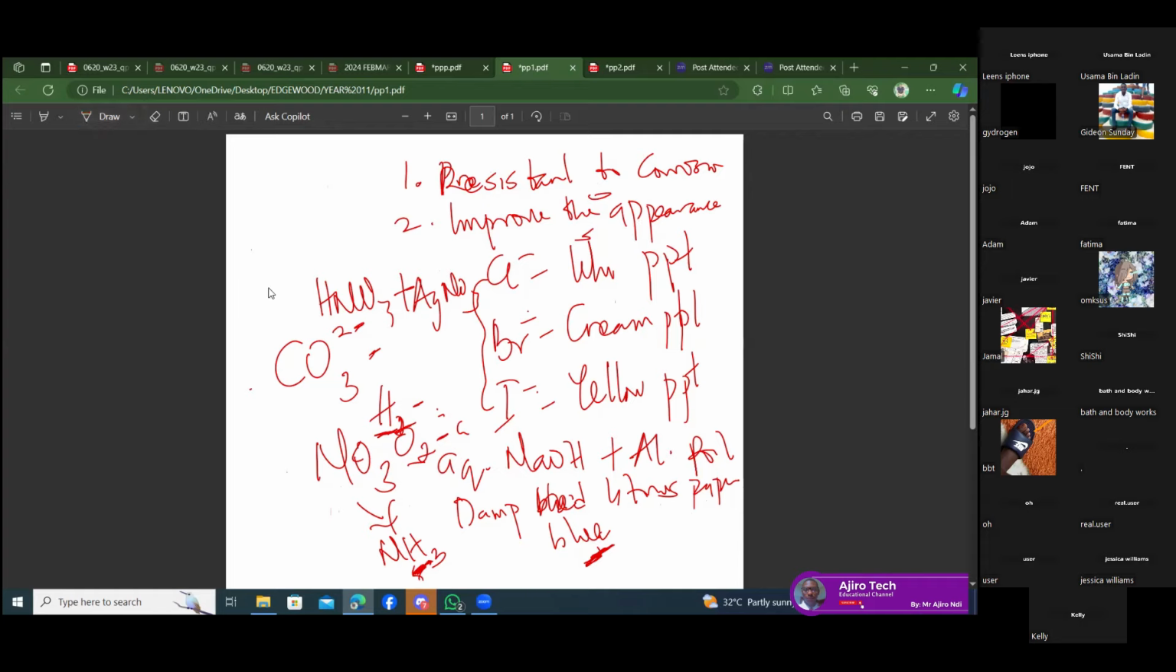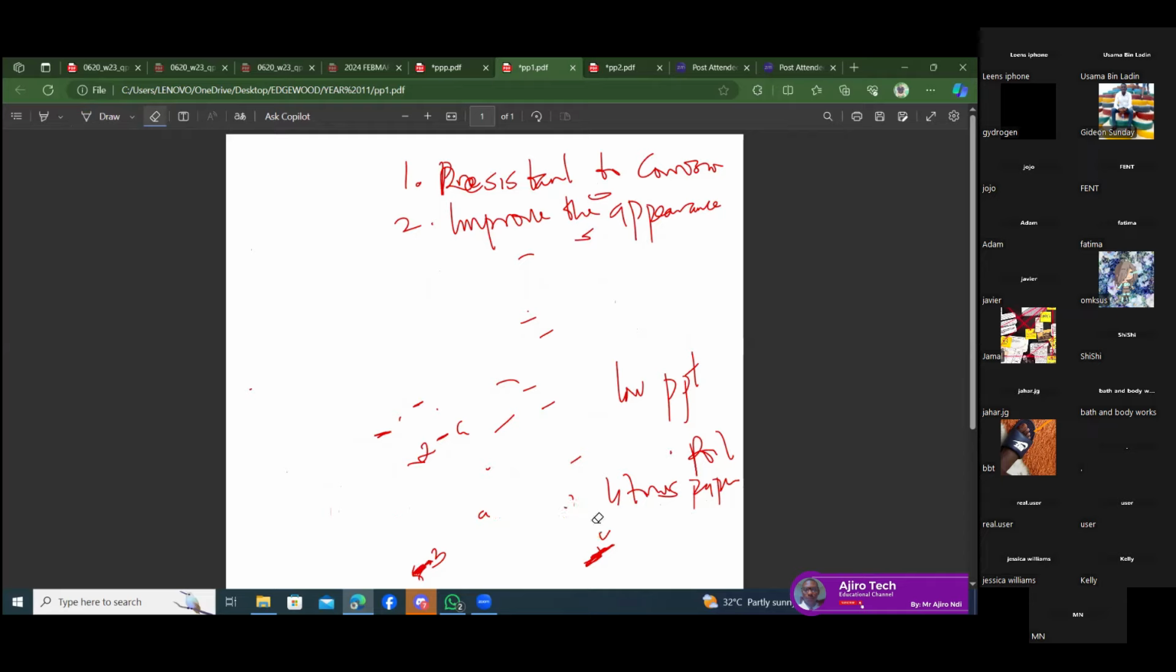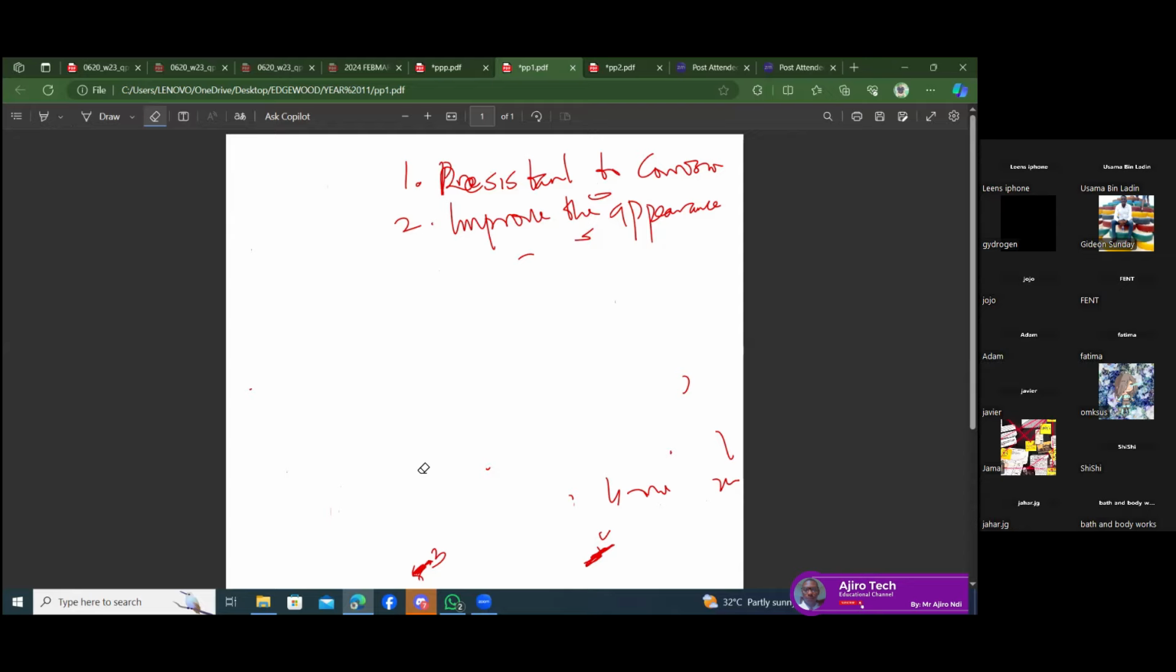Now, when you are electroplating, you need an electrolyte, and the electrolyte must contain the same metal you want to use in electroplating. I repeat, the electrolyte must contain the same metal you want to use in electroplating. So let's give an example. Say I want to electroplate a spoon with silver.